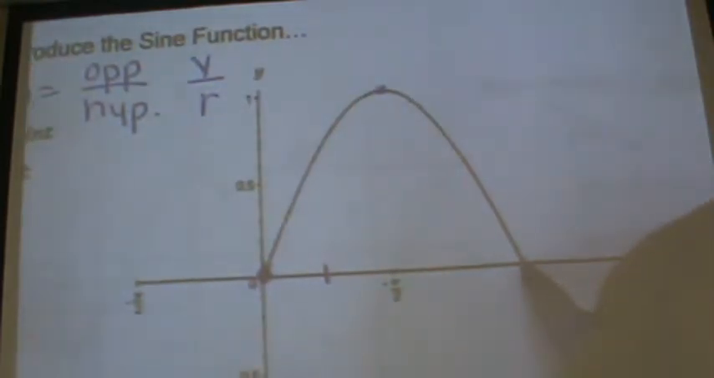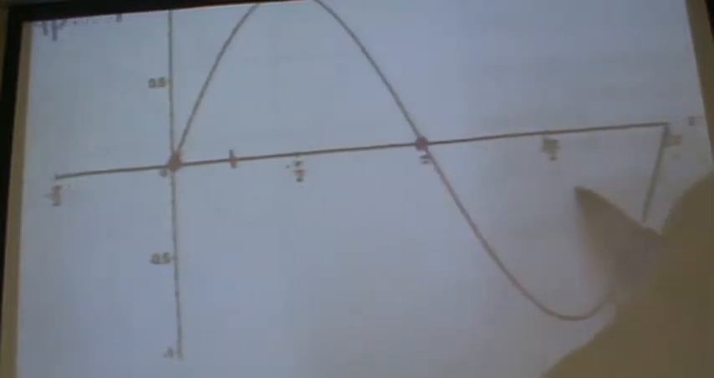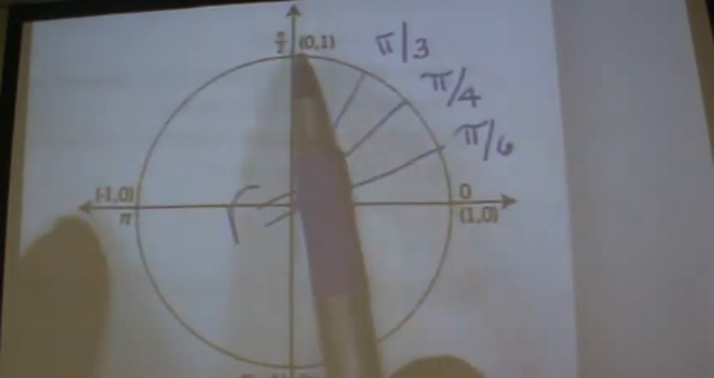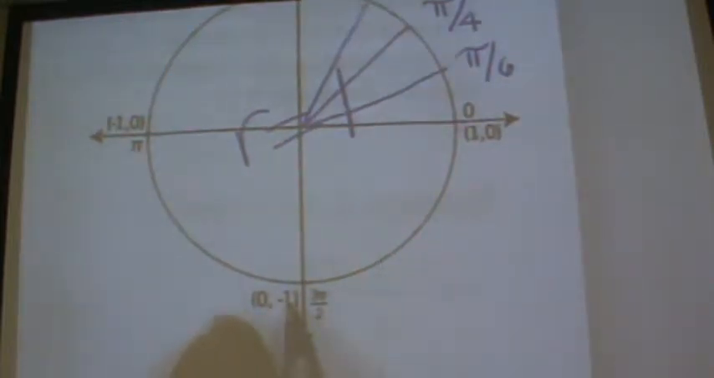If we go to this point right here, pi, what's the ratio at pi? It's 0, because the y value is 0. 0 over 1 is 0. At 3 pi over 2, what's the y value? So we're taking a little walk on these 4 points. At 3 pi over 2, the y value is -1. -1 over 1 is -1. And back to 2 pi, the y value is 0.